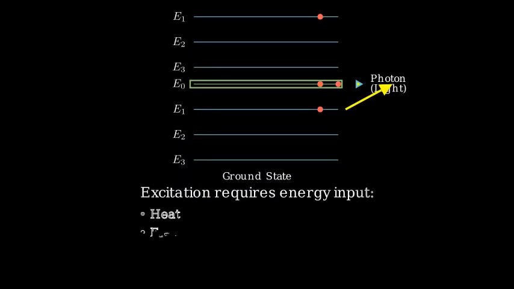For emission to happen, electrons first need to be excited to higher energy levels. This excitation requires an input of energy from heat, electricity, or even other light.